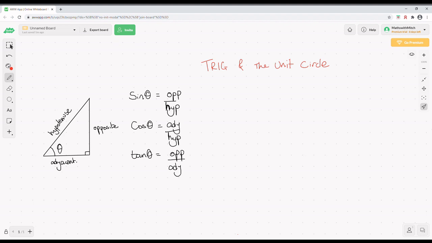So in the last video we did an introduction to trigonometry and looked at the basic ratios and applied them to the internal angles in a right angled triangle. Now one of the things we talked about in that video was how we're going to use trig in future and particularly applying it to vectors.